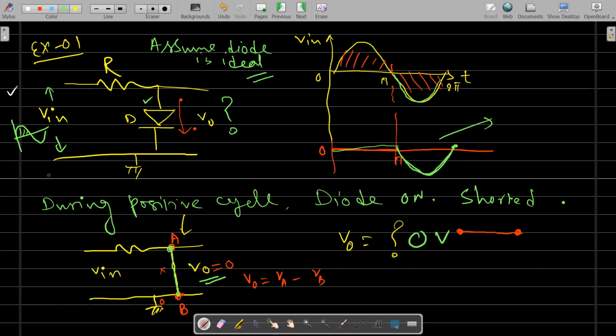Again, check for the positive cycle: the diode is in forward bias, so it will be shorted and the output will be 0. So in the positive cycle, we are not getting any output. If we draw the waveform, the output will simply be 0 here, like this.